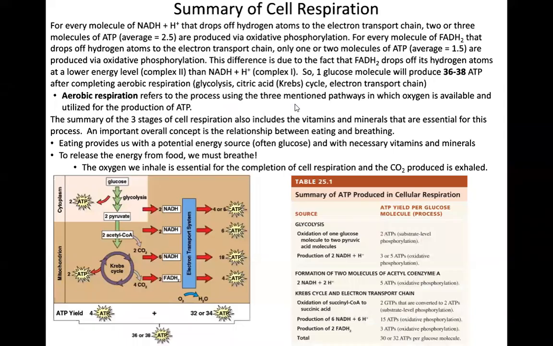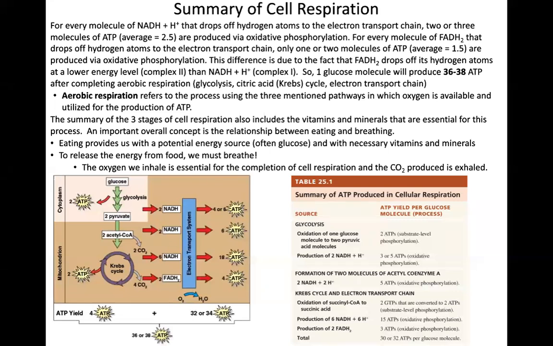Now, putting it all together, you're also going to want to know how much ATP we get total from that glucose, which is 36 to 38. And that's what's discussed on this page. So let's summarize it all together and talk about why it's not a solid number, it's a range.